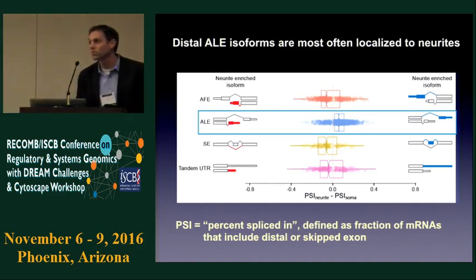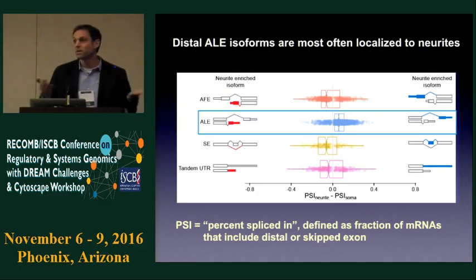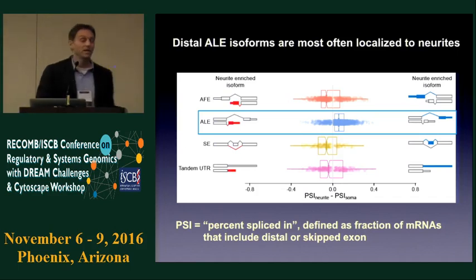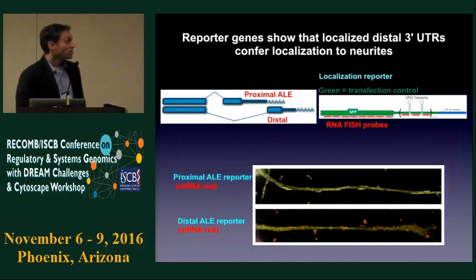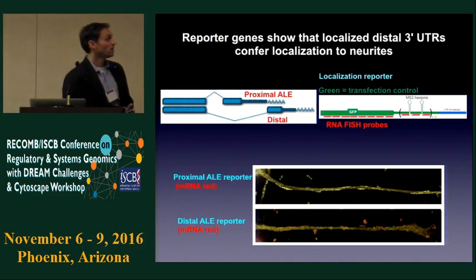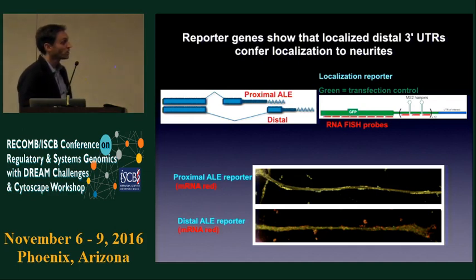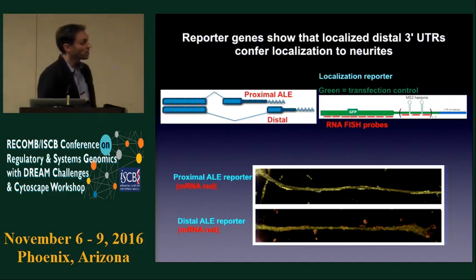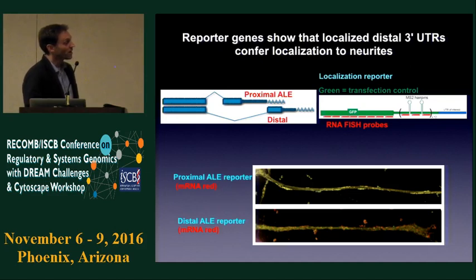And this was very surprising, since these two isoforms have different sequences. Presumably, the determinants of localization could evolve easily in either place, and yet predominantly it was the distal isoform that was localized. So he fused the distal or proximal UTR isoform onto a reporter, where we can look at the protein by GFP as an expression or loading control, and then look at the mRNA by RNA FISH. With the distal ALE reporter, you get lots of mRNA out in the neurite, and with the proximal ALE reporter, you get a similar level of GFP expression, but very little mRNA out in the neurite.